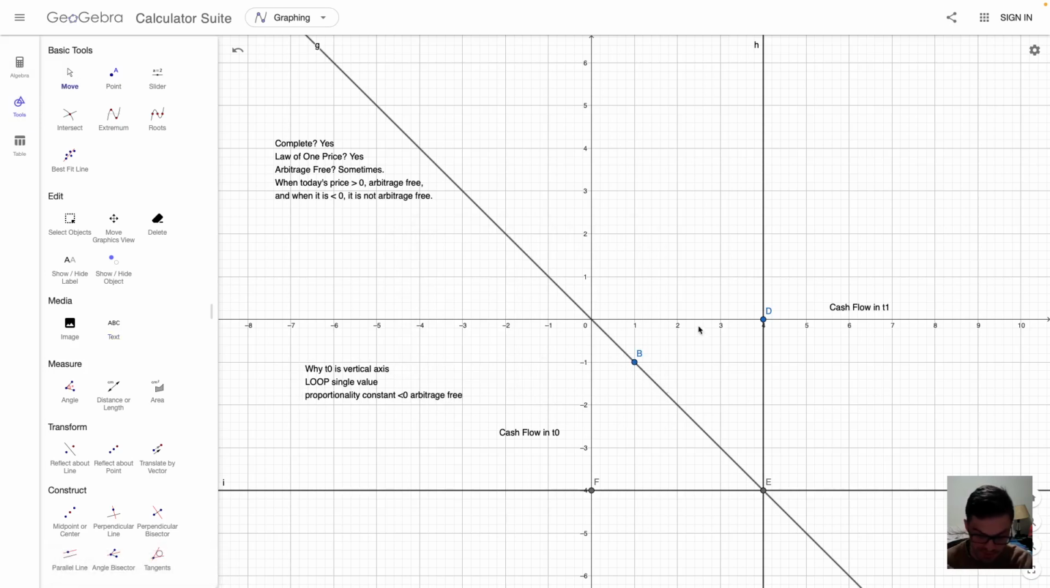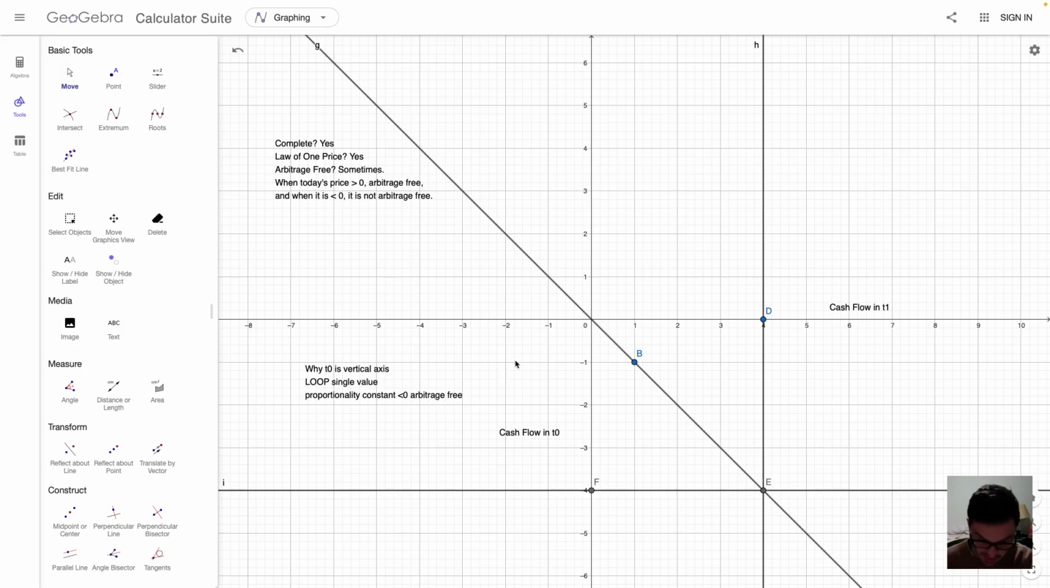Because if it's a multi-valued function, if you have 4 here and the y value is -4, you can't also have a y value of -5, because that would be a multi-valued function. That might seem self-evident, but it'll be a useful technicality later. So I wanted to mention that as one more requirement on the law of one price. And then the last thing is one characterization of arbitrage, or arbitrage free.